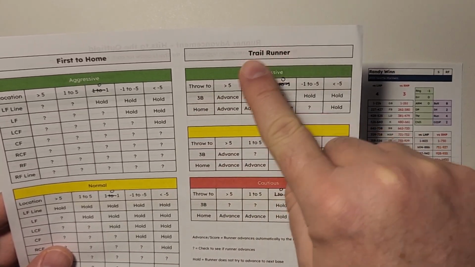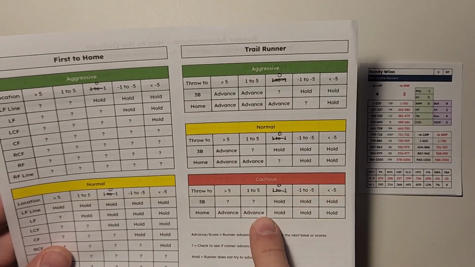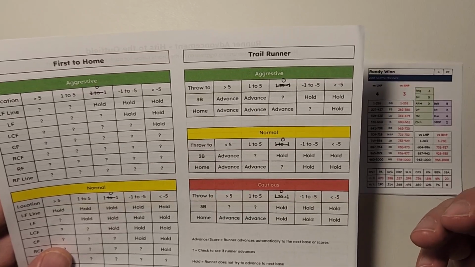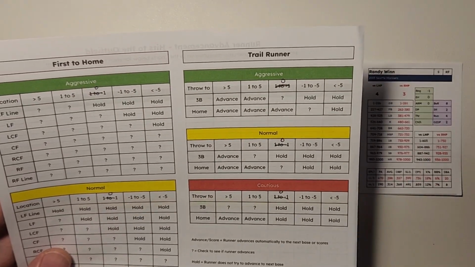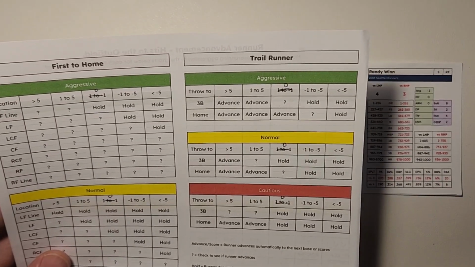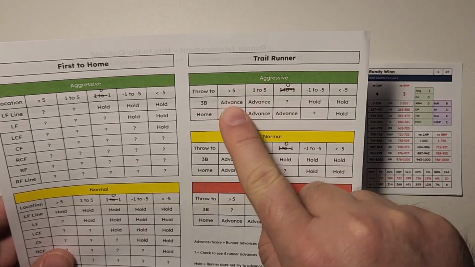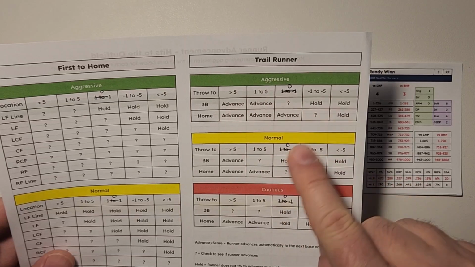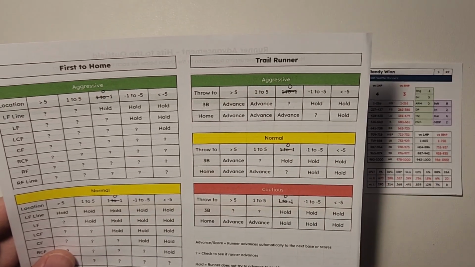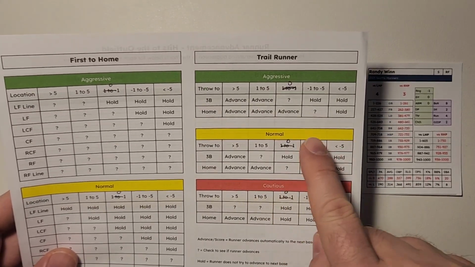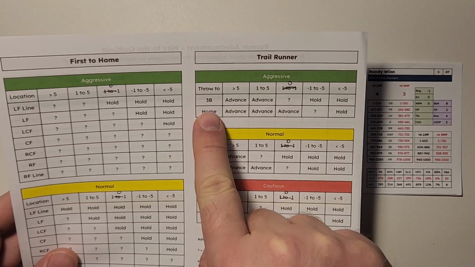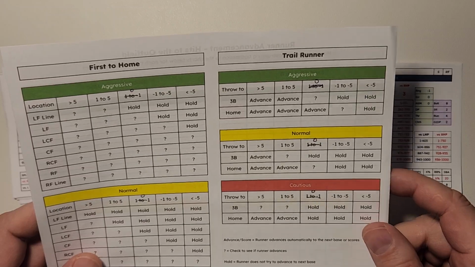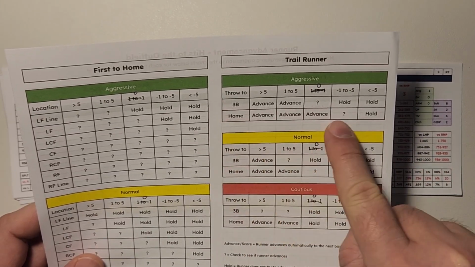You see here that there's a trail runner section. The trail runner section is also split up into aggressive, normal, and cautious. You can find those values on the manager tendencies chart, to the right with all the base running tendencies. For Oakland, they are aggressive with everything, so all the base running parts are aggressive. We see here that we have a throw to third base, or a throw to home. On our play, we had a throw to the plate, so we're going to look down at this line.